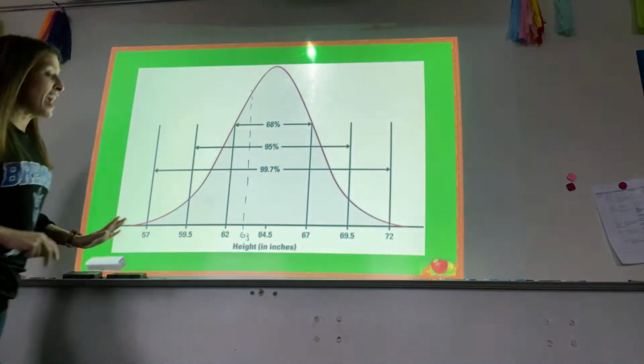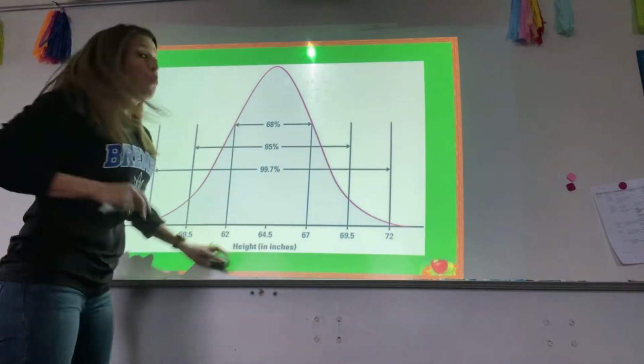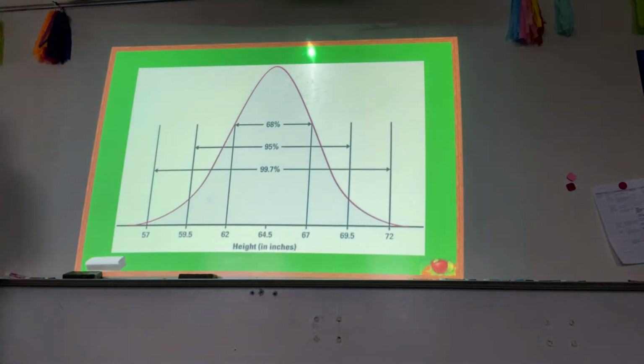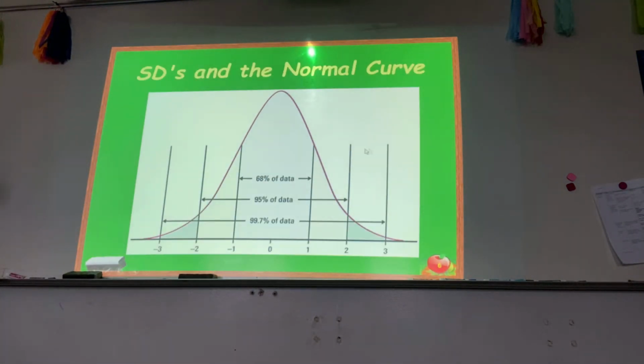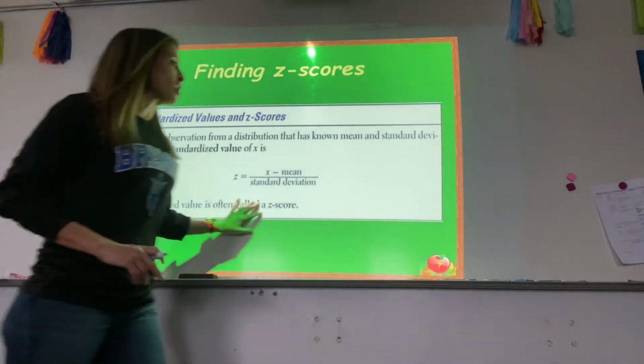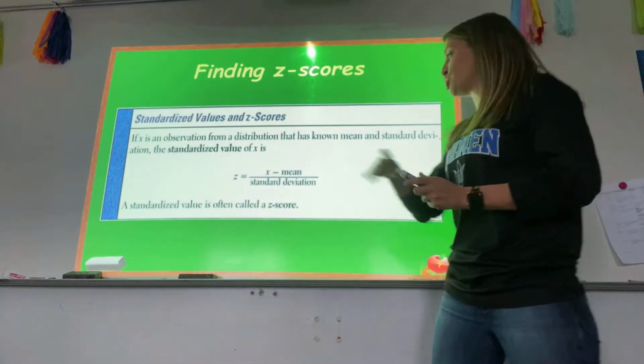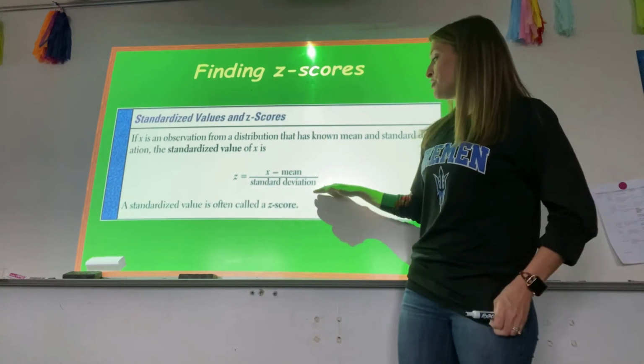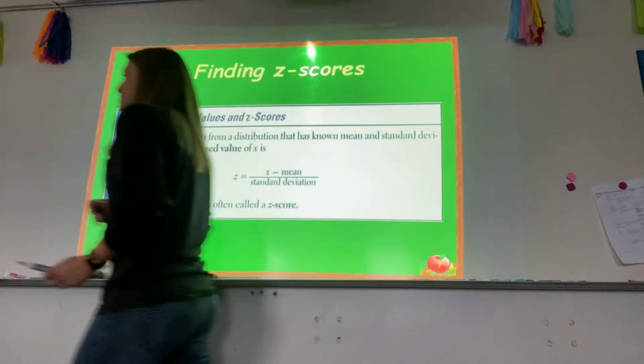Anyhow, this just gives you an idea of where you fall away from the center. Your standard deviations, 1, 2, and 3: 68, 95, 99.7. Go ahead and memorize that. It'll be easy for you to memorize. This is our standardized value. Like I said, it is your score minus the mean, divided by the standard deviation. Round to 2 decimal places on that.